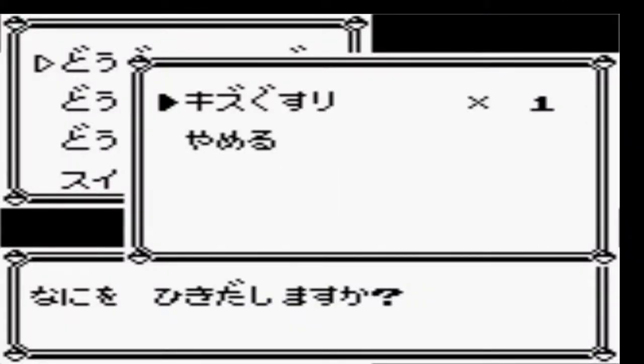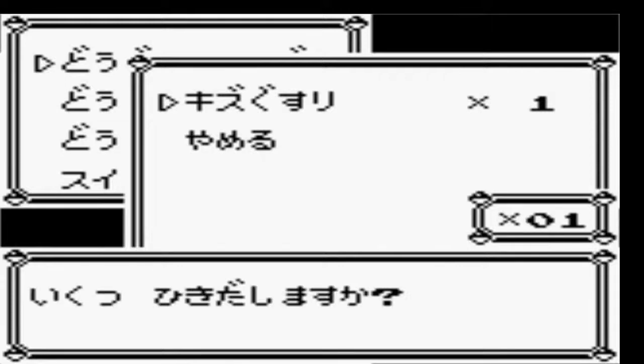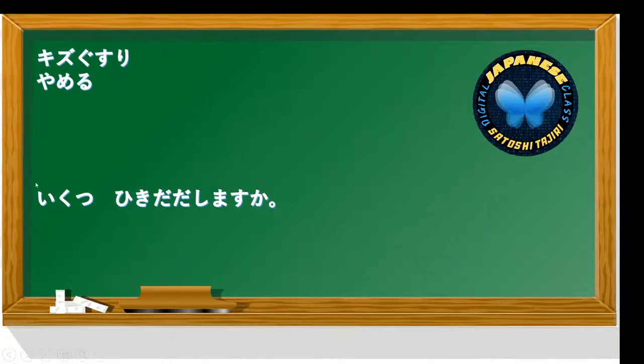So I want to get my kizugusuri. Then it says here we have our question to be followed by ikutsu hikidashimasu ka? Okay, ikutsu, a new question now. So we are able to determine now that what we want to get is our kizugusuri. Now it asks ikutsu hikidashimasu ka? How many you will pull out? Okay, how many you will pull out?